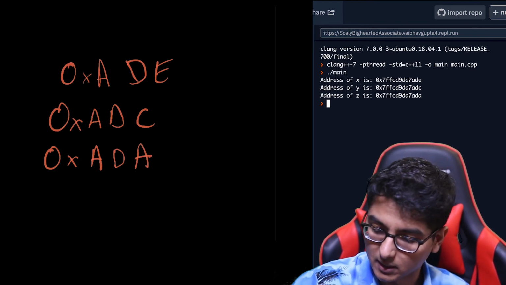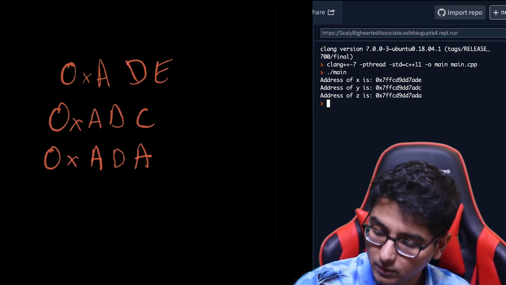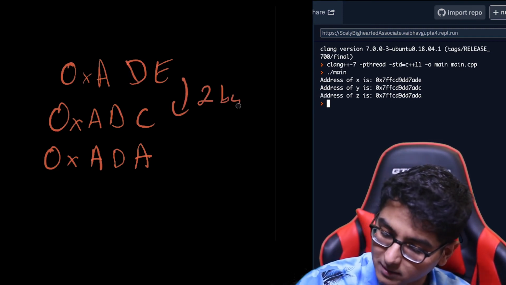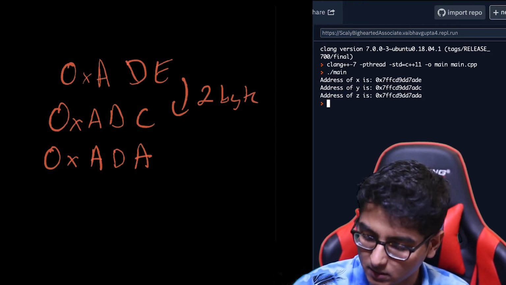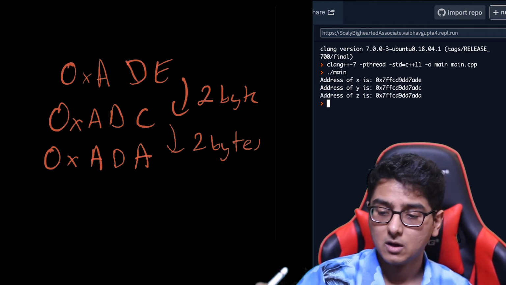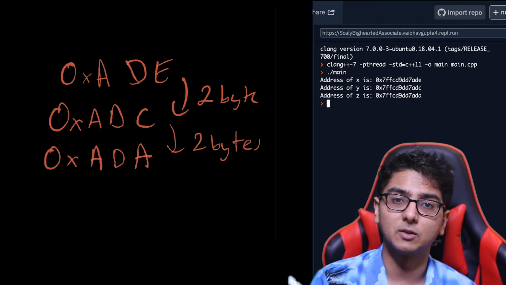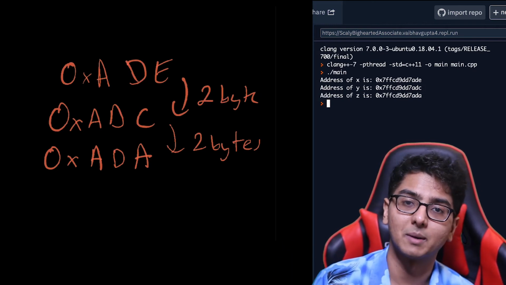So what's really happening here? We see that E, remember, is 14, C, if you remember, is 12, so this is correct to only be 2 bytes away, and A is 10, which is also 2 bytes away from C, which is 12. So in this case, the computer did exactly what we expected. The variables x, y, and z are placed 2 bytes away from each other in memory.